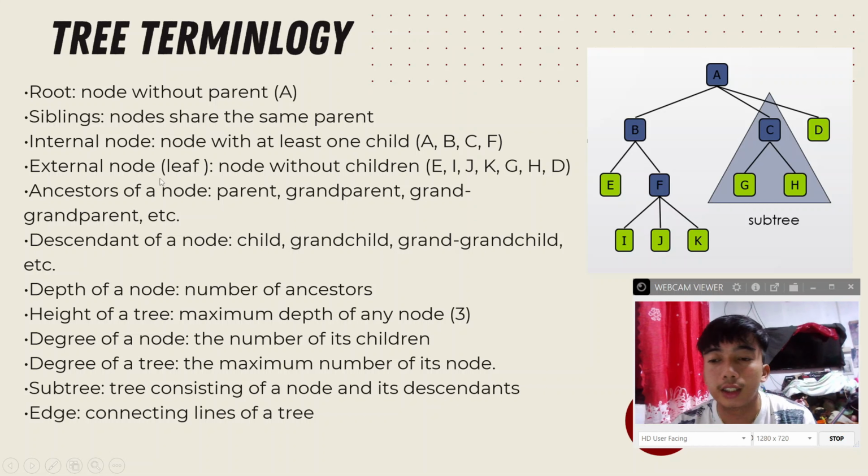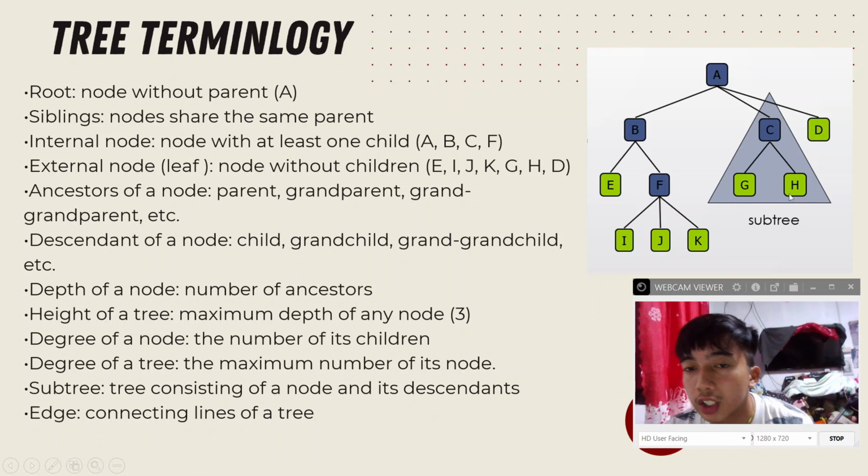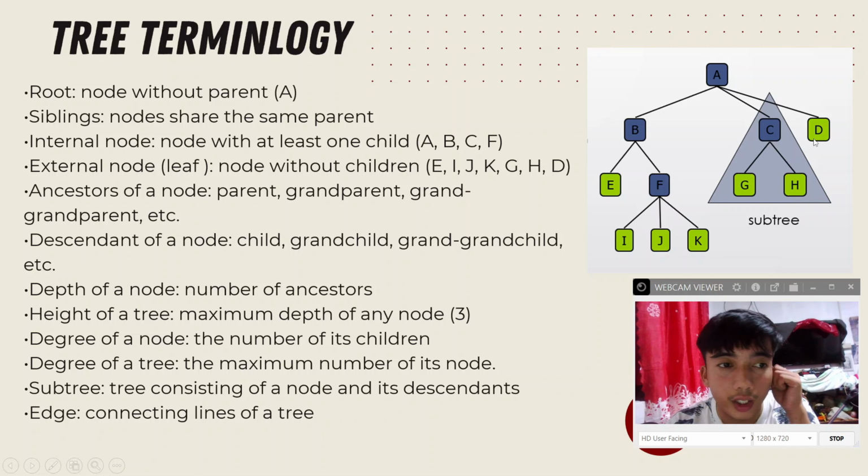External node or the leaf: a node without a child. In this image, the external nodes or leaves are E, I, J, K, G, H, and D. Because E has no children, I has no children, J has no child, K has no child, G has no child, H has no child, and so does D.